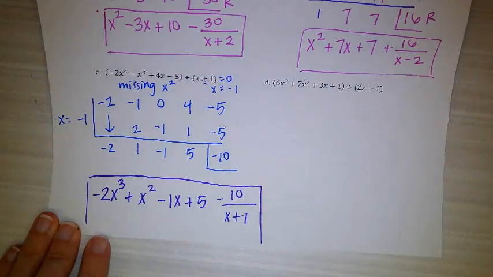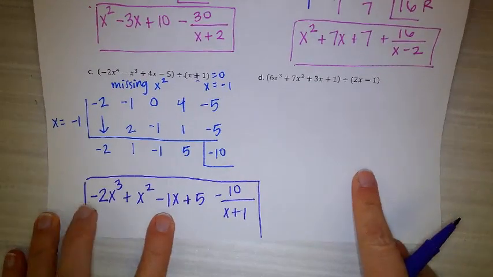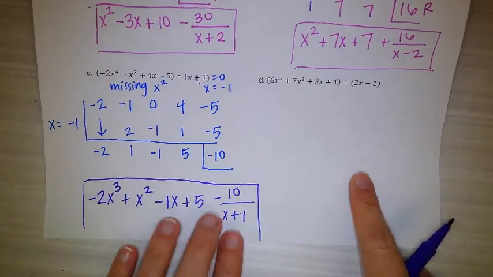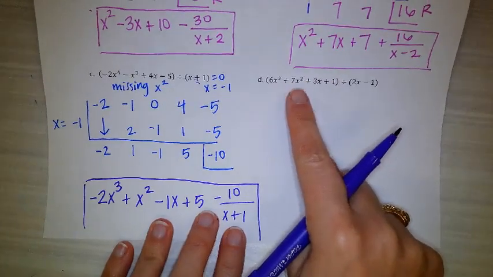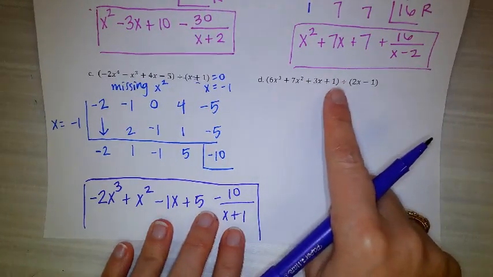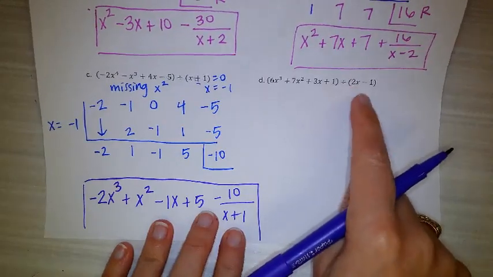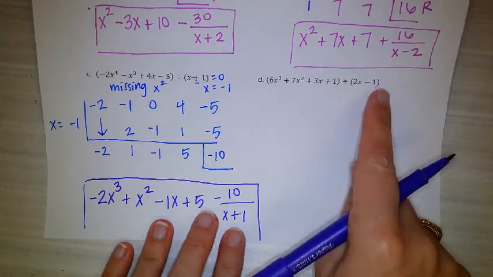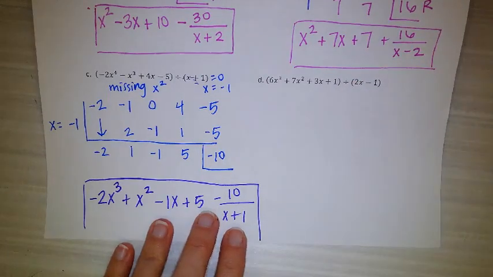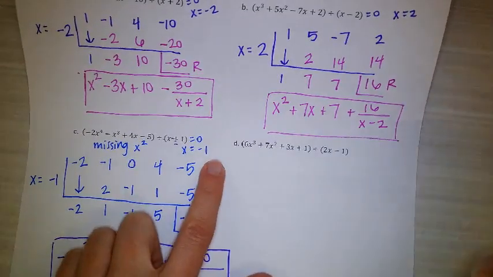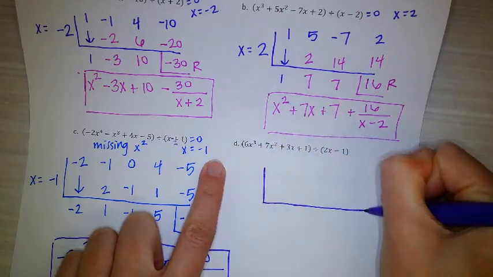Okay. D. So I said the next two were unique. This one doesn't have any missing terms. It's just cubed, squared, x, 1 constant. But notice in my factor, it's not just x plus something or x minus. It's 2x minus 1. So let's look at how that makes the problem different. Setup, still the same. I need the coefficients. Nothing was missing.